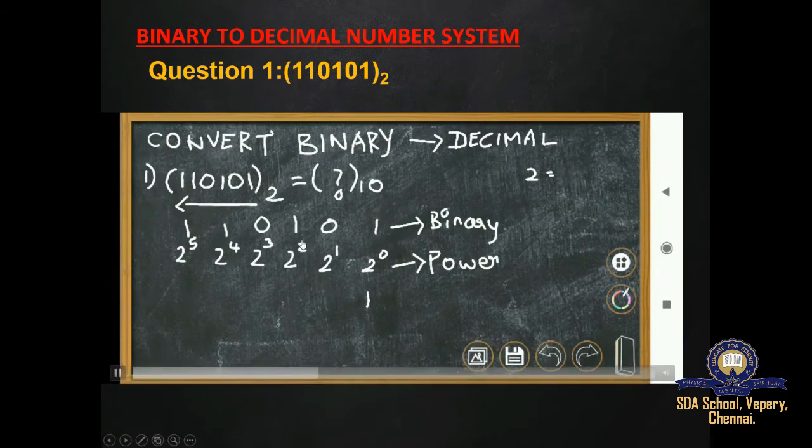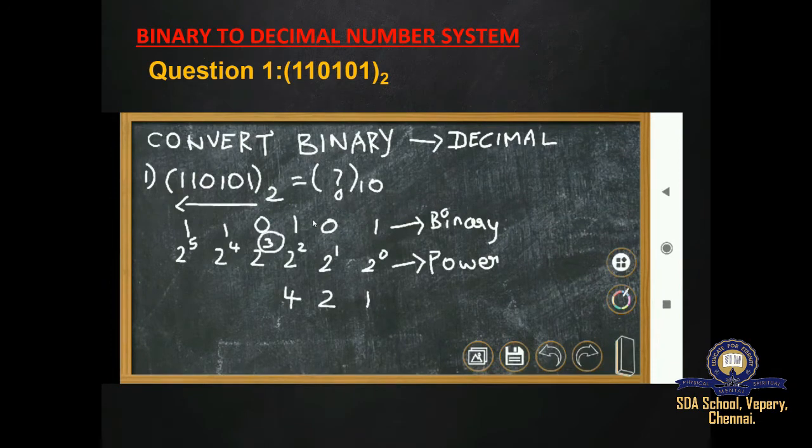Now here we have 2 to the power 2. So we have to multiply 2 into 2. What do we get? 2 into 2 is 4. Now 2 to the power 3. So 2 into 2 into 2. 2 into 2 we get 4. 4 into 2 we get 8.